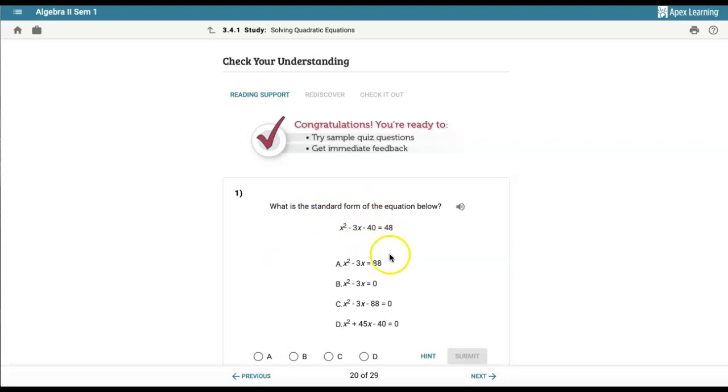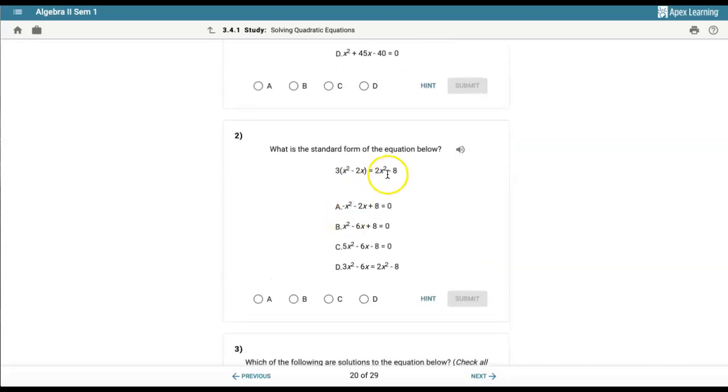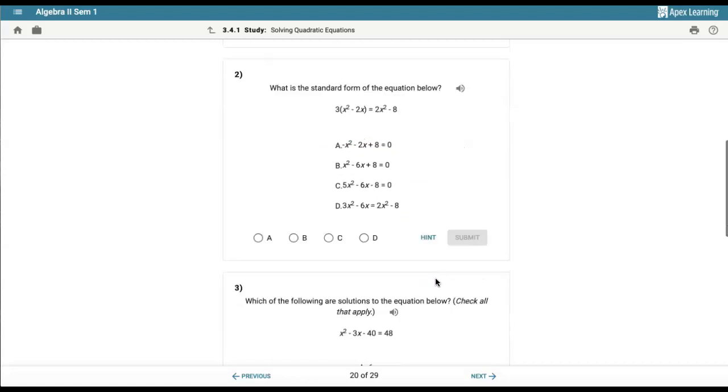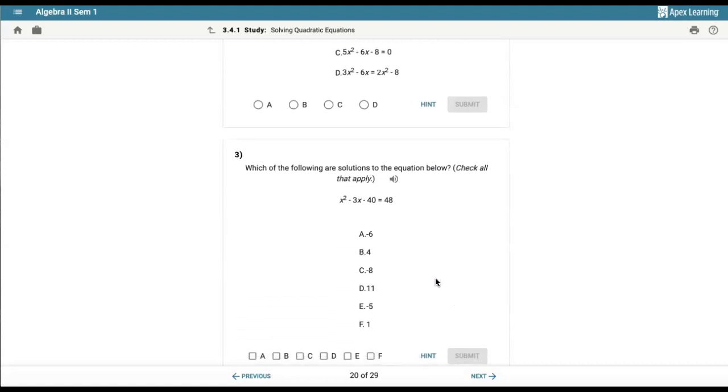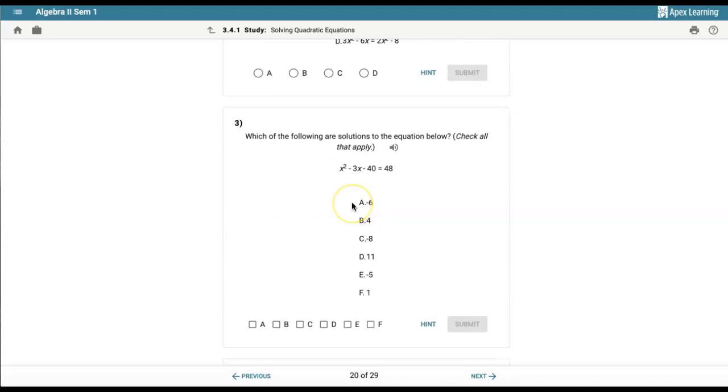Standard form here: you're going to move 48 to the other side. Standard form here, you're going to execute it out, so distribute that 3. Then you're going to move everything to the other side. You need it in the ax squared plus bx plus c equals 0 form. Same thing here, except now it says you're looking for the solutions to the equation.